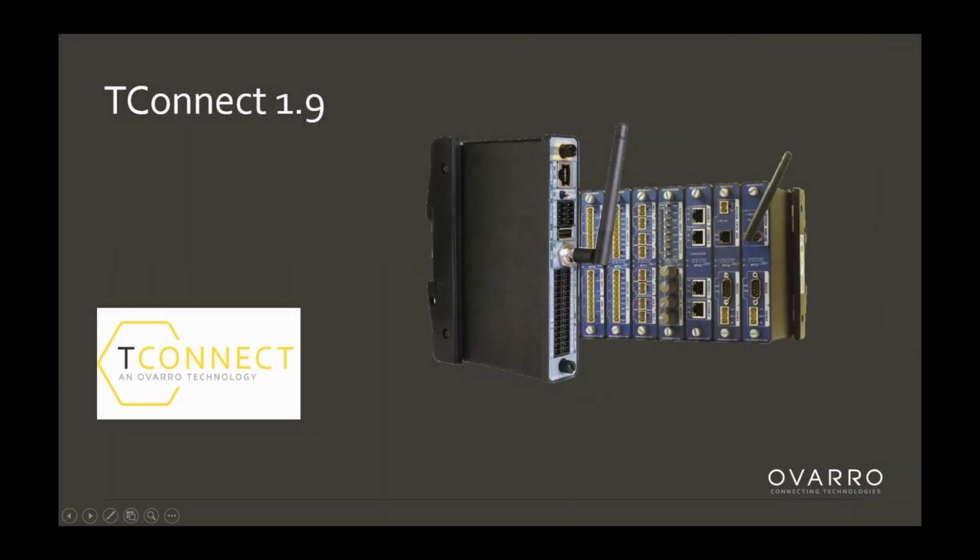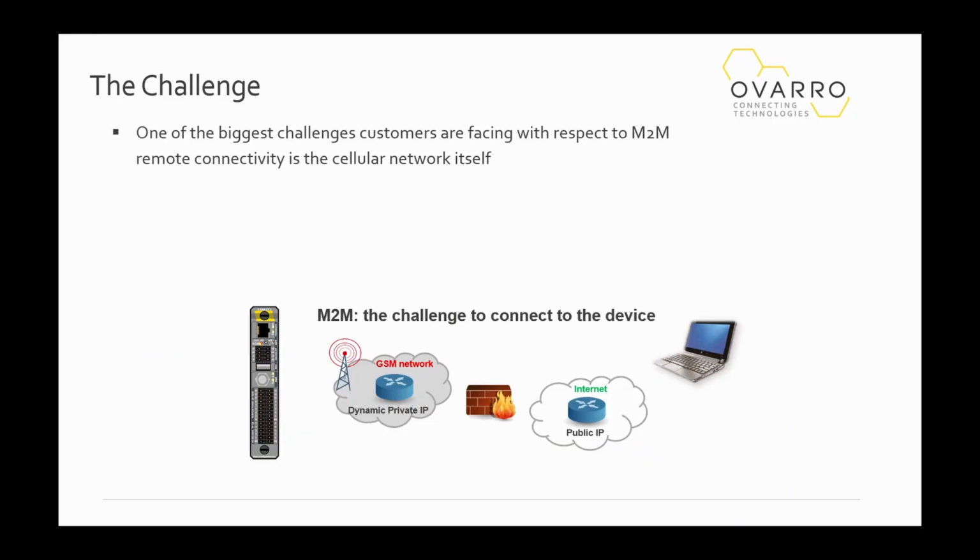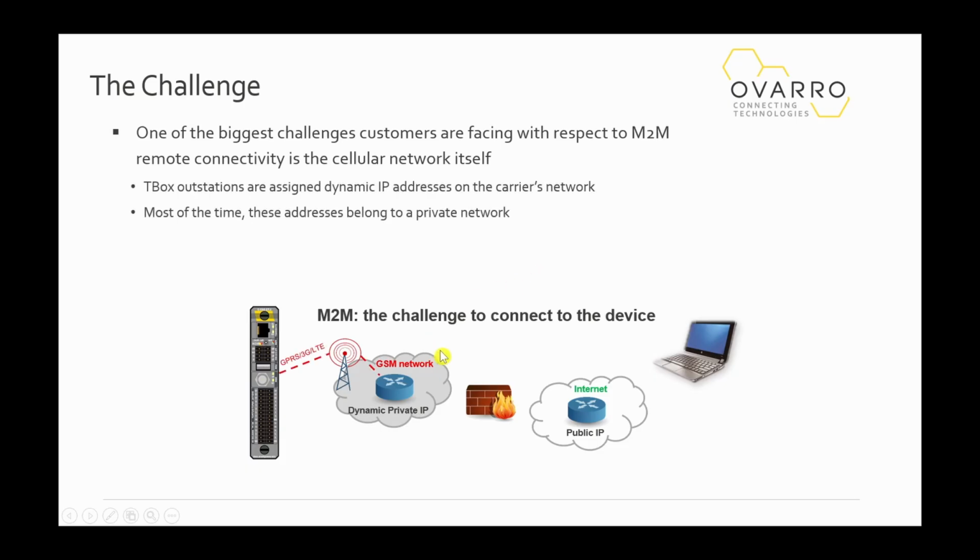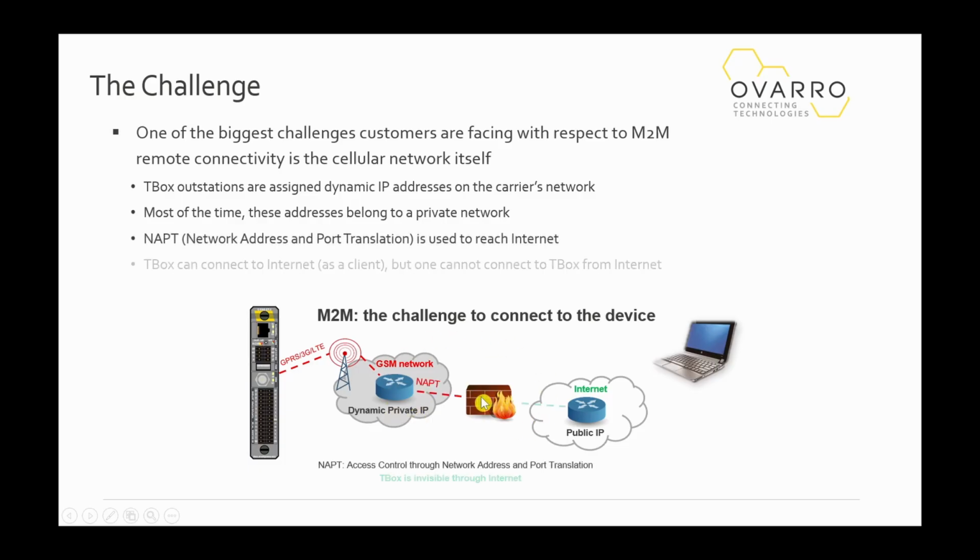In this video we will discuss TConnect, but let's first go through a presentation. The challenge relates to IP addresses provided by the GSM operator. Most of the time, the GSM network constitutes a private network. Through address and port translation, it will connect to the Internet, which will allow the T-Box to connect to the Internet, but it will not allow a client to access the T-Box, as the T-Box is behind a private network.